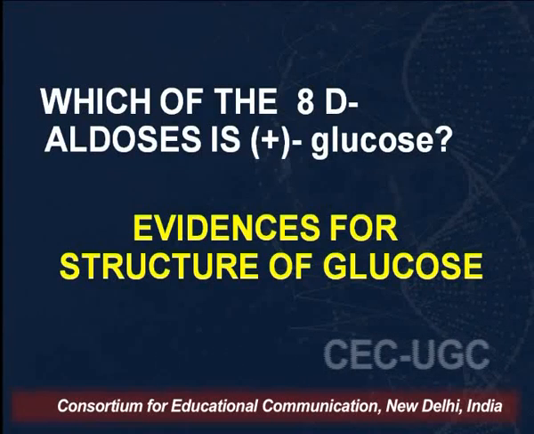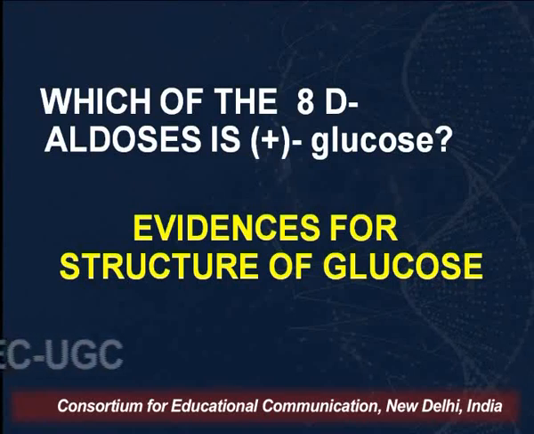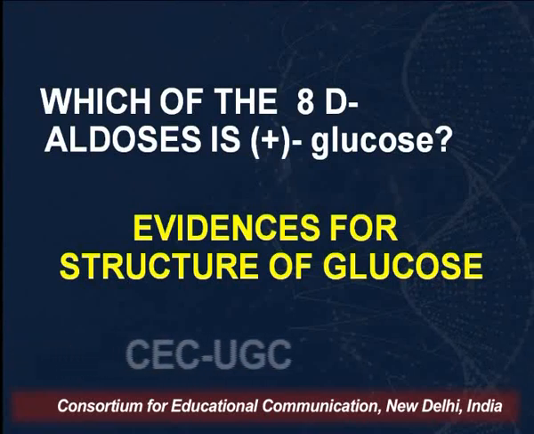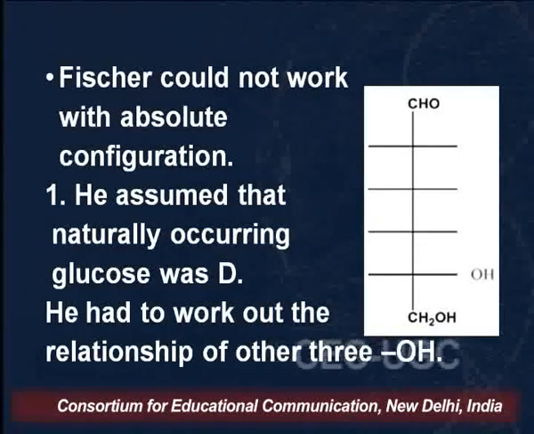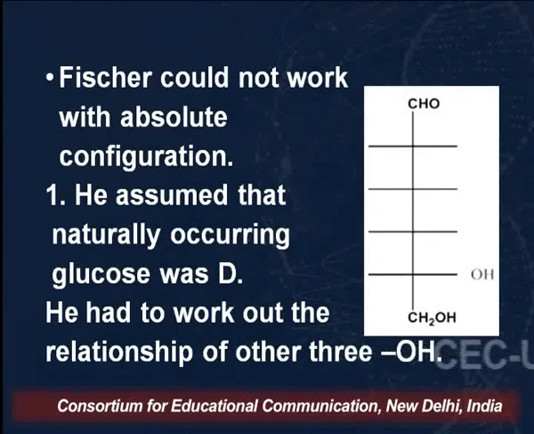Now the question is, which of these 8 D aldoses is glucose? Now, as I've already said, Fischer could not work with the absolute configuration. He had no knowledge at that time about the absolute configuration. No modern techniques of spectroscopy were available. So he assumed that naturally occurring glucose had configuration capital D.